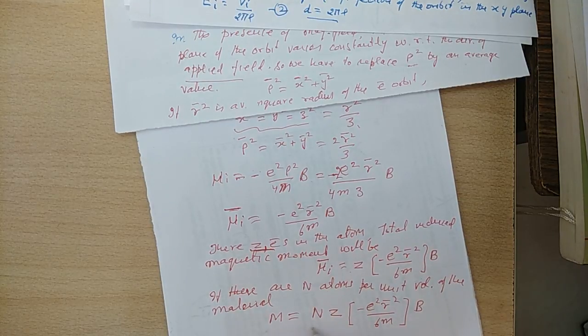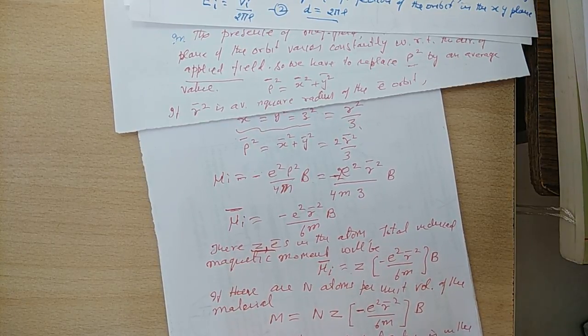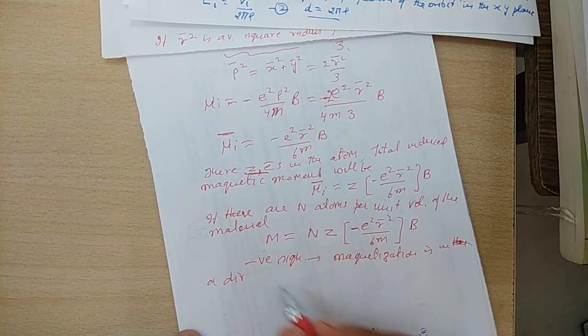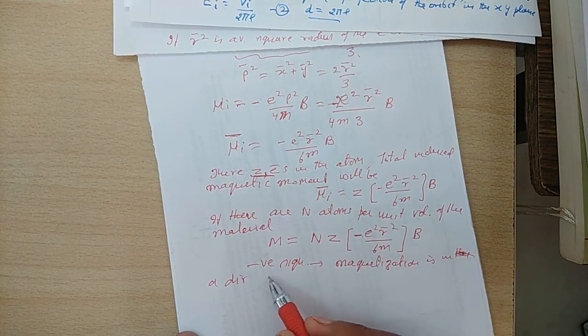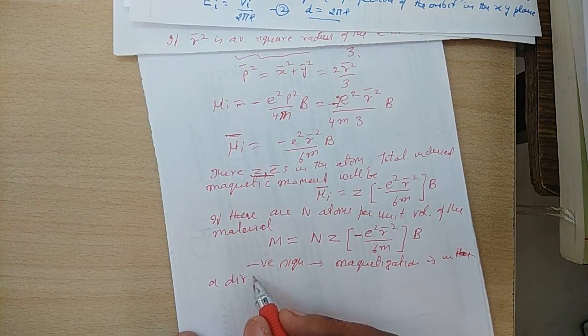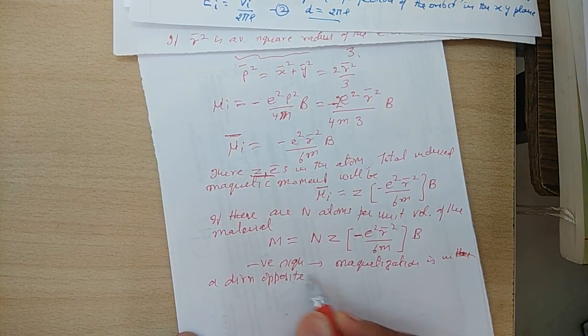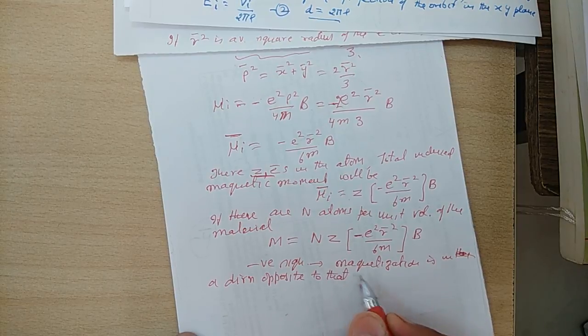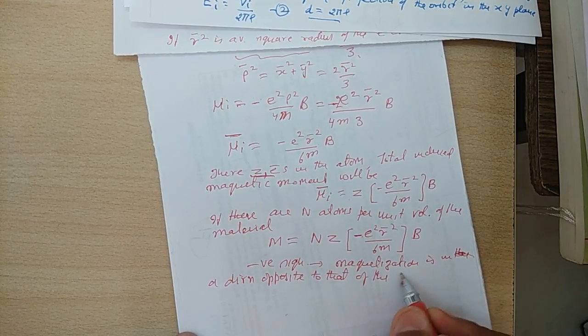So here we also have a negative sign. This negative sign in the expression implies that the magnetization is in a direction opposite to that of the applied field.